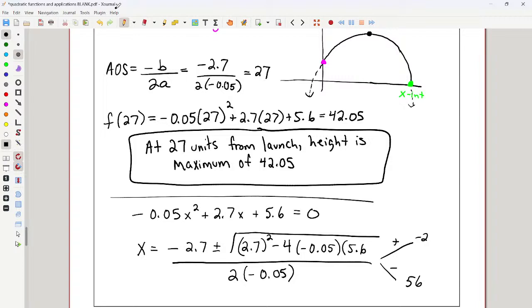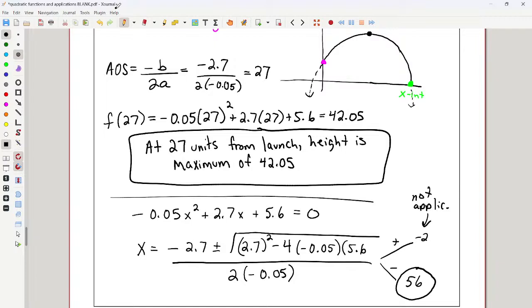We're talking about the time it went or the distance forwards. So I don't want to say it's an extraneous solution. It's just not applicable in this situation. 56 is the only answer.